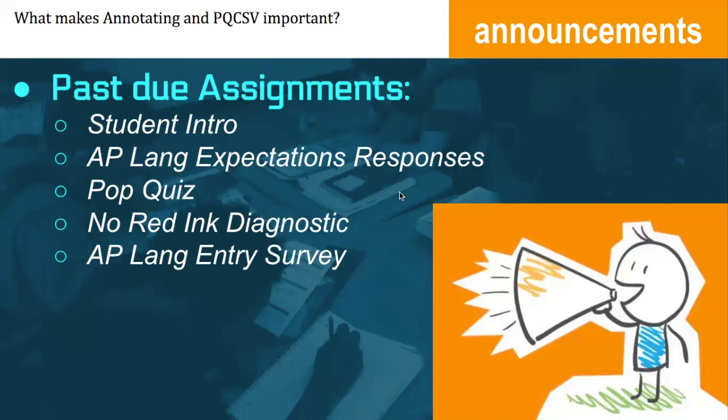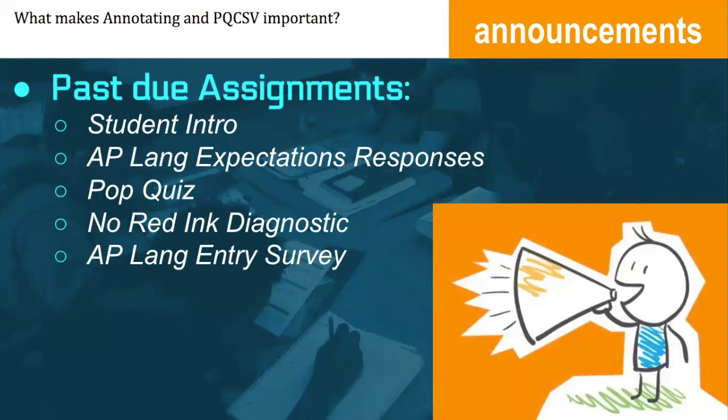Before we get into the mini lesson, I do want to discuss one announcement with you guys, which is your past due assignments. At this point, there are 5 assignments that you should have turned in either yesterday at 11:59 or on Friday at 11:59, and those assignments are the student intro, the AP Lang expectation responses, the pop quiz, the no red ink diagnostic, and the AP Lang entry survey. All of these assignments, you can find them in our Google Classroom under classwork. Again, they will be graded and they will be entered into Jump Rope.